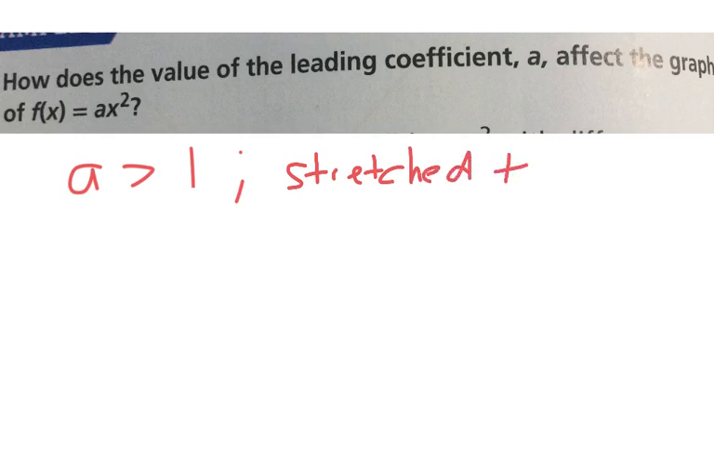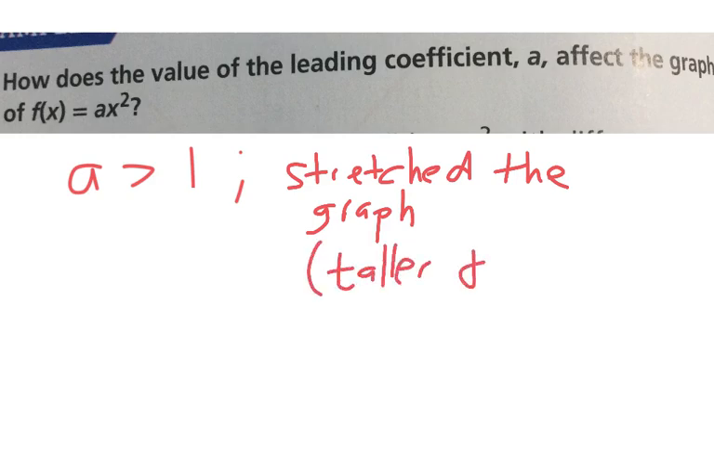Okay, so the question here is, how does A affect the graph? Well, if the A value is bigger than 1, so when we put in 2 and 3, what happened to the graph? It got taller and skinnier. So we stretched the graph. And again, by stretch, it looked taller and skinnier. That's what we mean by stretching.